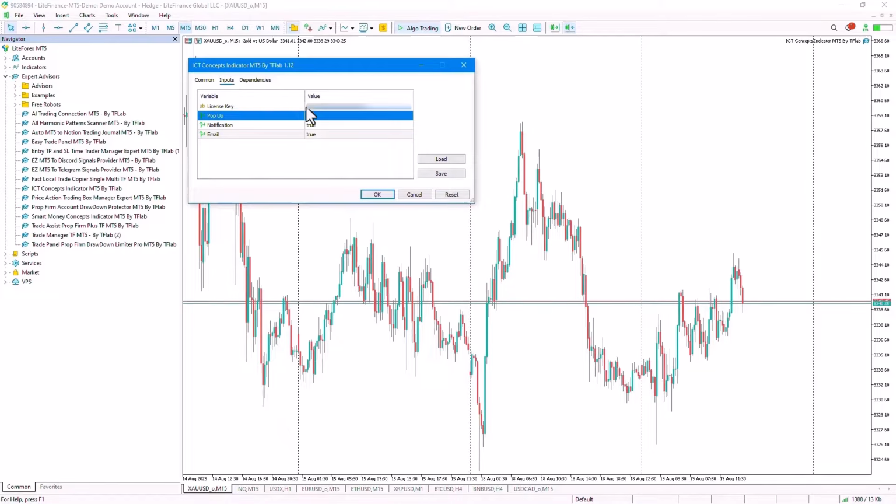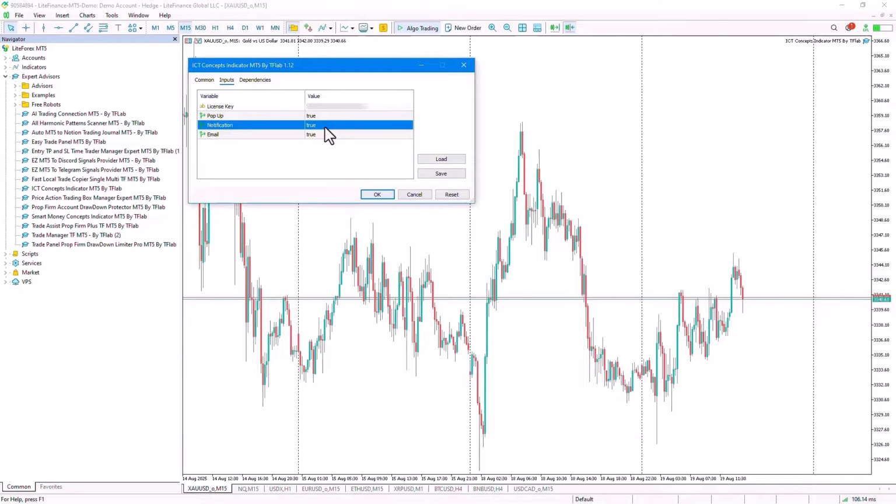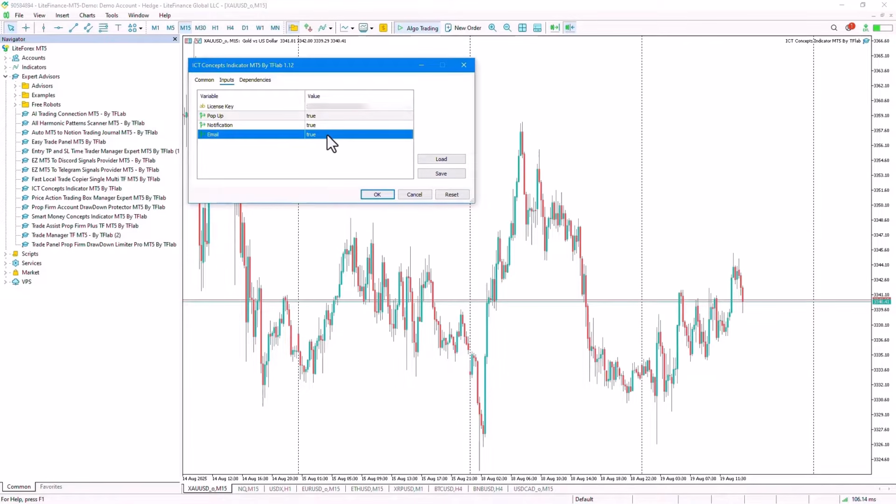Also, from this same tab, we can enable or disable the pop-up alert notifications. In the next inputs, we can enable or disable sending notifications to the mobile, and finally, in the last inputs, we can enable or disable sending alerts to the mailbox. If we set this option to true, we must have already completed the email settings in the Tools tab under the Options section.